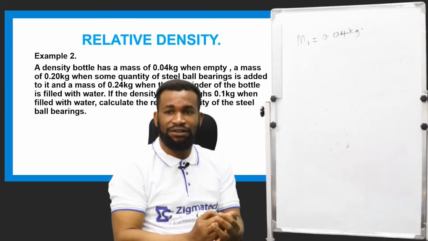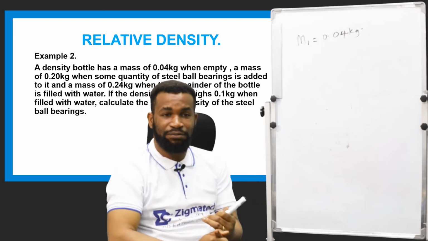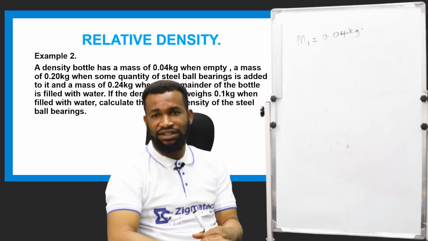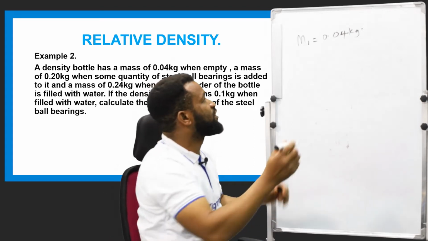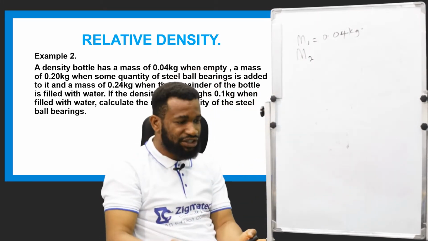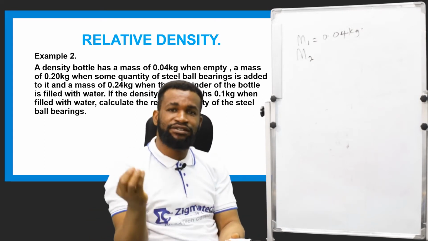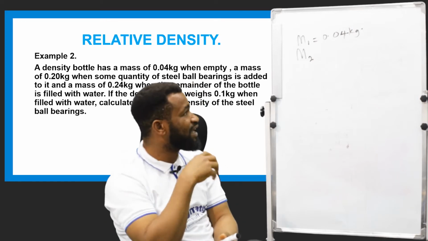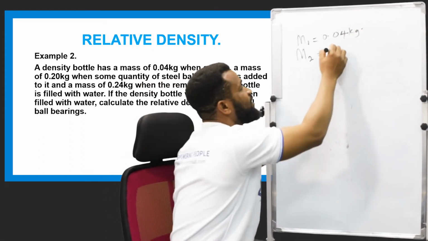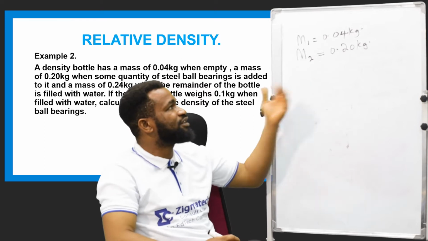So at this point, what we are going to have is the mass of the density bottle plus the mass of the ball bearing that was added into it. I'm looking at these two as M2. So that is the mass of the container and the mass of the ball bearing that was put inside it, you understand? And that is 0.20 kilogram.